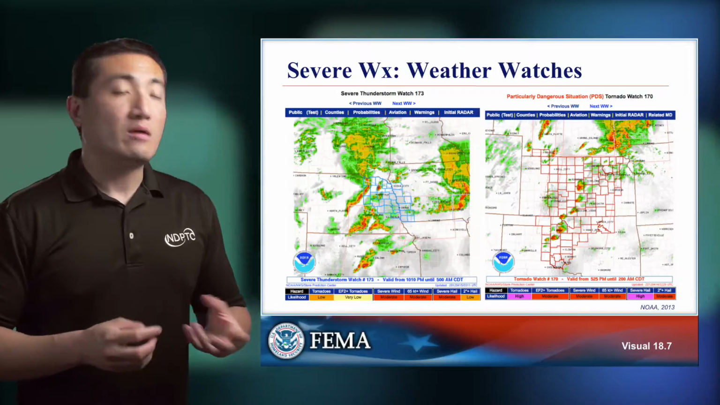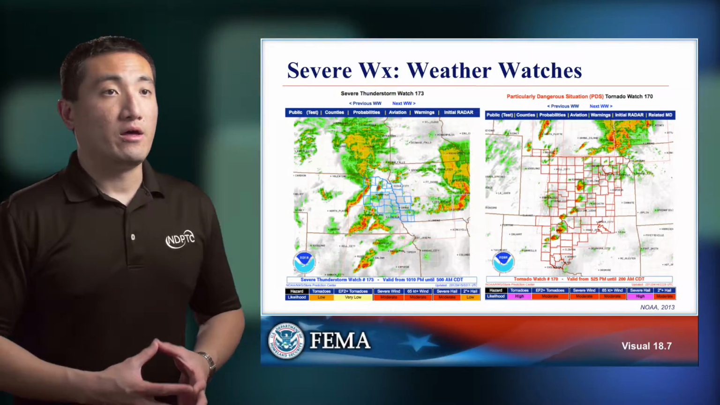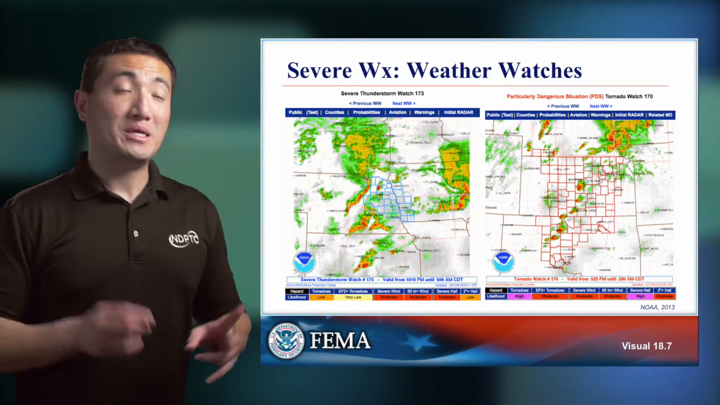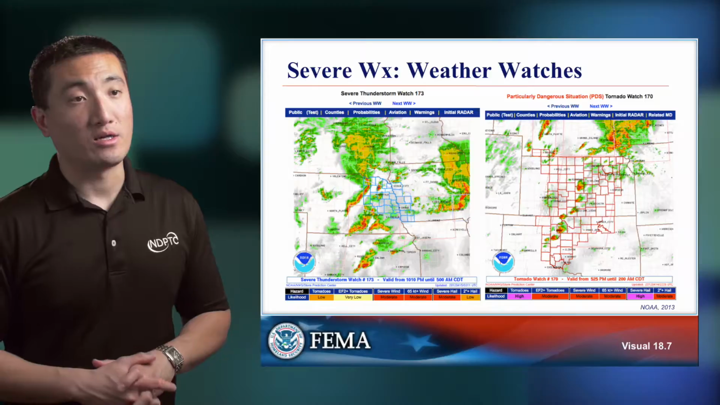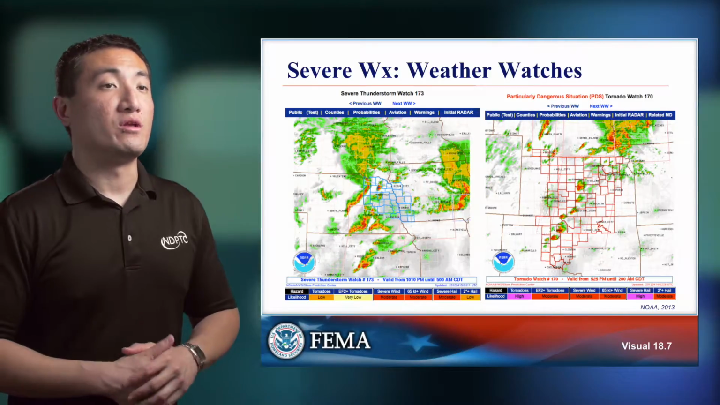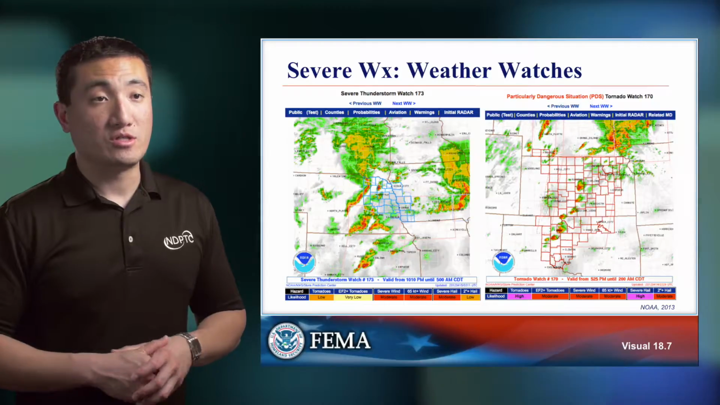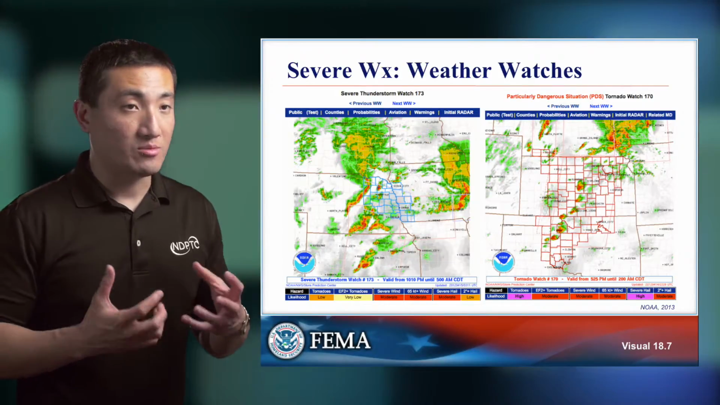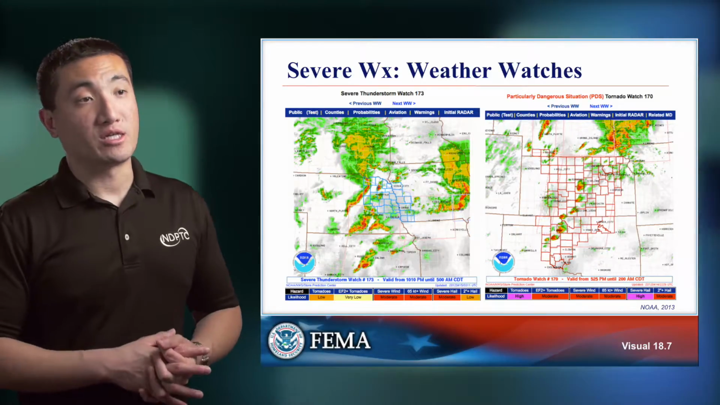In exceptional circumstances, when violent tornadoes are expected, there's a type of tornado watch called the PDS, or the Particularly Dangerous Situation Tornado Watch. An example of this is shown here in this figure. These are typically reserved for the most violent types of tornado outbreaks that are expected within a particular area.